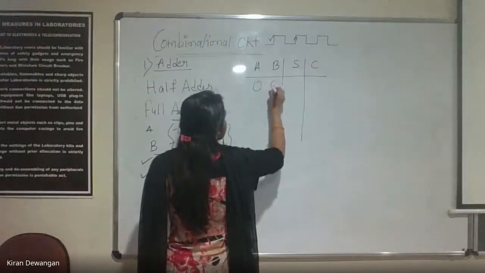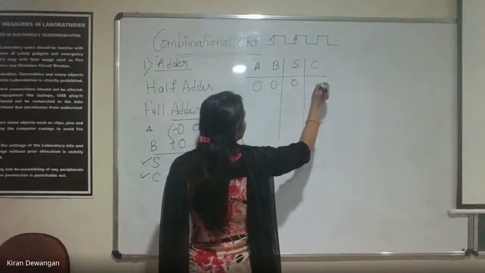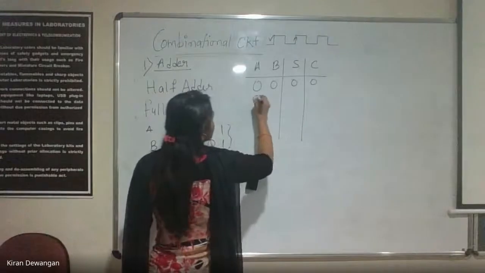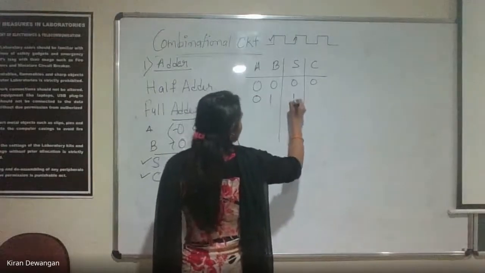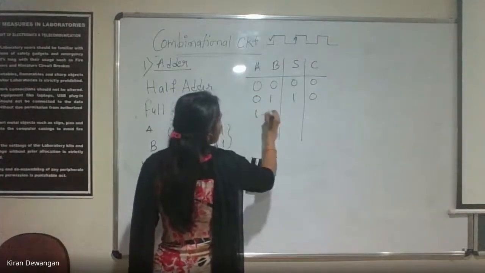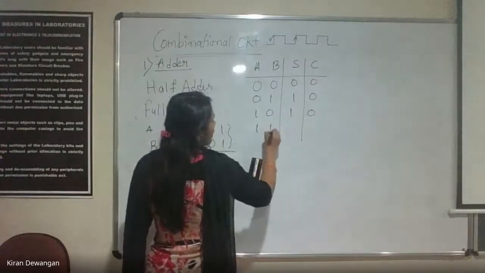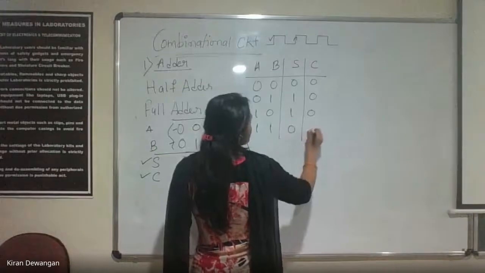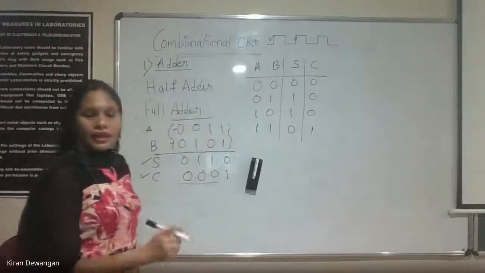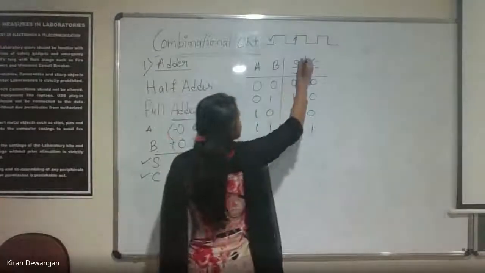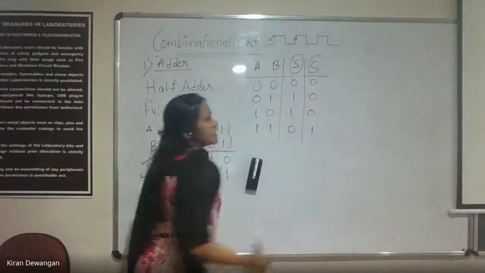As I've written, for 0 0, sum is 0. Carry is also 0. 0 1, sum is 1, carry is 0. 1 0, sum is 1, carry is 0. 1 and 1, sum is 0, carry goes high. Can anyone write the expression for S and C?